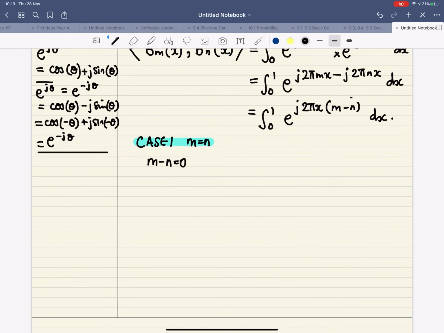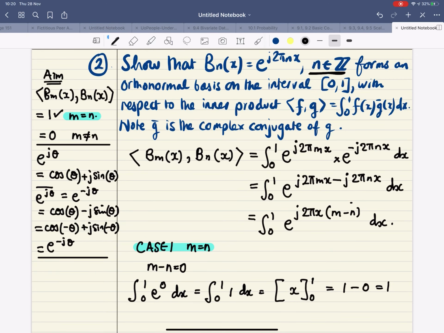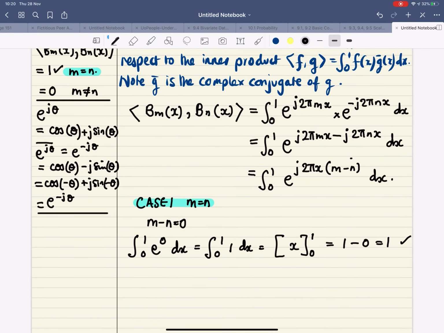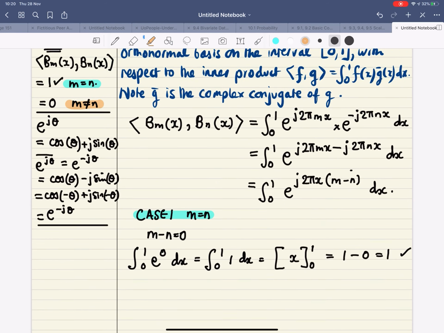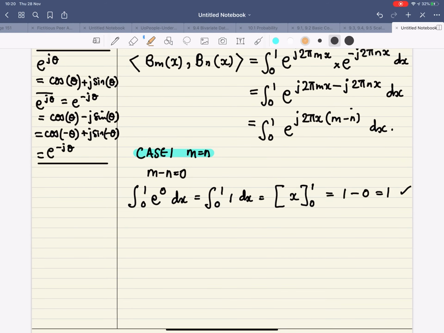So we've got the integral from 0 to 1, e to the 0 dx. So it's the integral from 0 to 1 of 1 dx, which is x from 0 to 1. That's 1 minus 0, which is 1, which is what we wanted. Then we need to do the next case, which is when m is not equal to n, and show the answer is equal to 0.